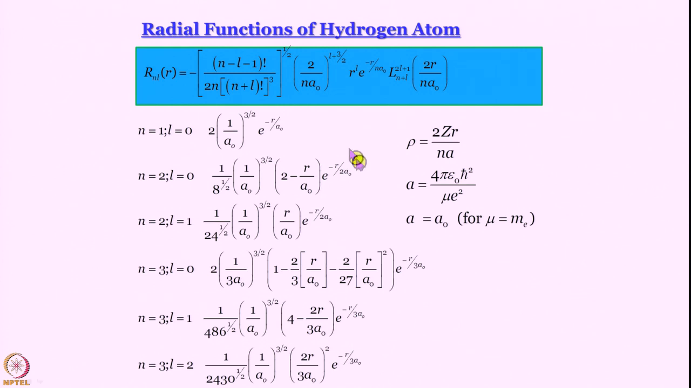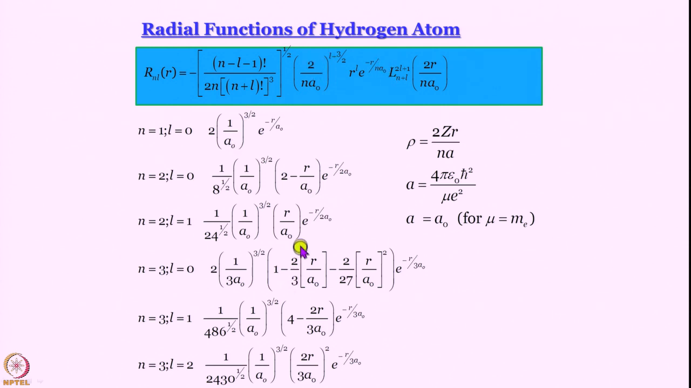So, this is what it is. Remember, some constant multiplied by r to the power l, e to the power minus r by n a 0. Did I write that in the previous part? Perhaps not. So, sorry about that. E to the power minus r by n a 0 is required because the function has to vanish at infinity. If you just write r to the power l multiplied by this function, you will not be right. So, there was a typo in the previous slide. E to the power minus r by n a 0 is very much there.